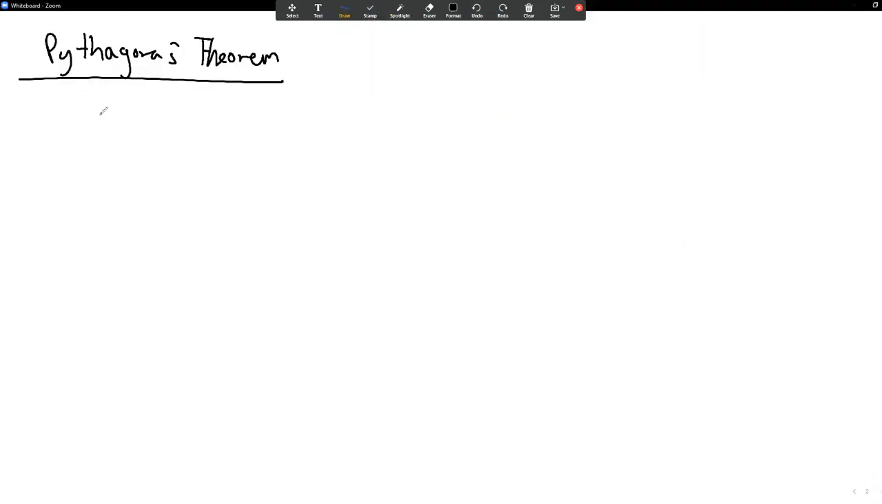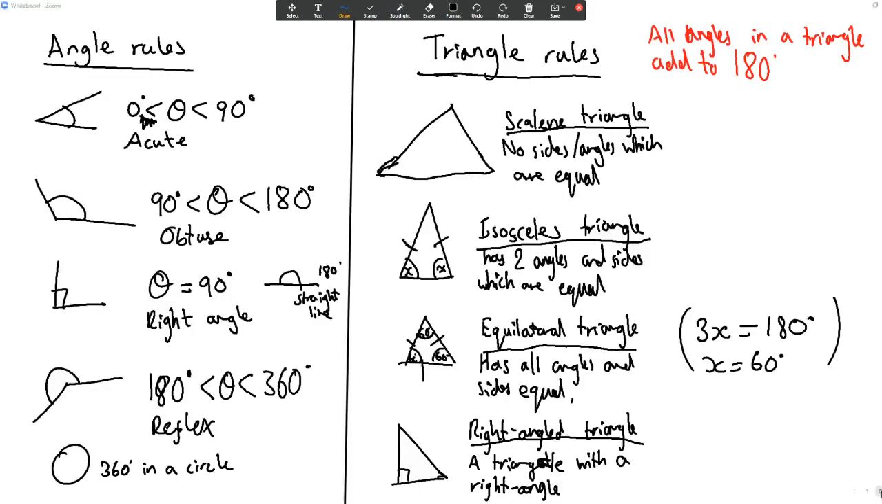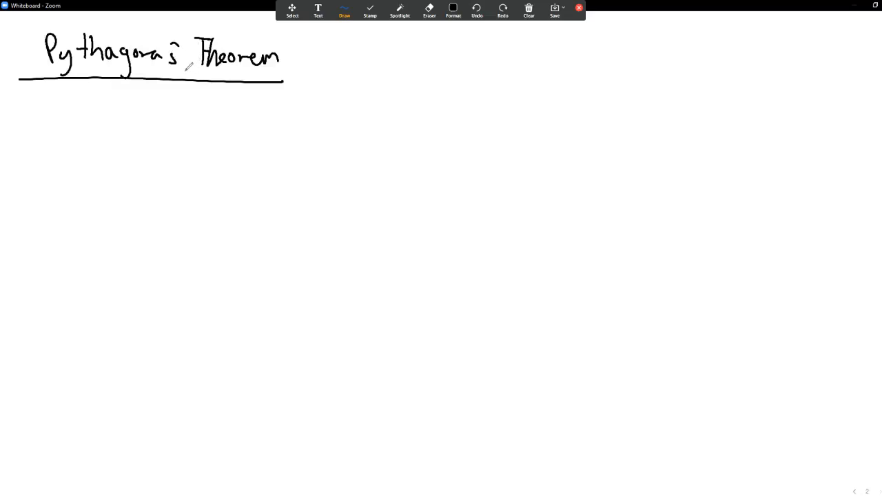Right. So, let's start with Pythagoras' theorem.